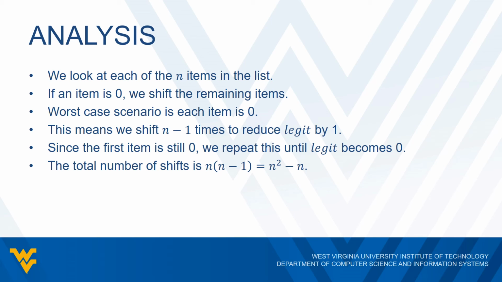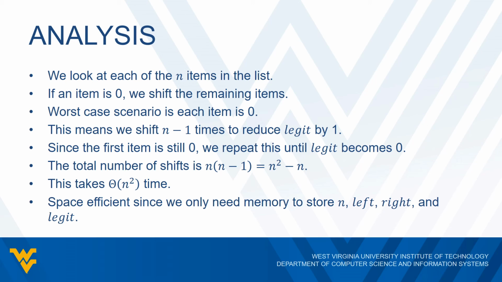Now, just from what we did before in previous examples, n squared minus n means that this n squared is the dominating part of the total amount of work done, which means this is going to take theta of n squared time. So time-wise, this isn't all that great. It takes theta of n squared. Now, what about the space? Well, it's space efficient because we only need enough memory to store the value of n, the value of left, the value of right, and legit. So we only need 4 memory locations in order to store these values.